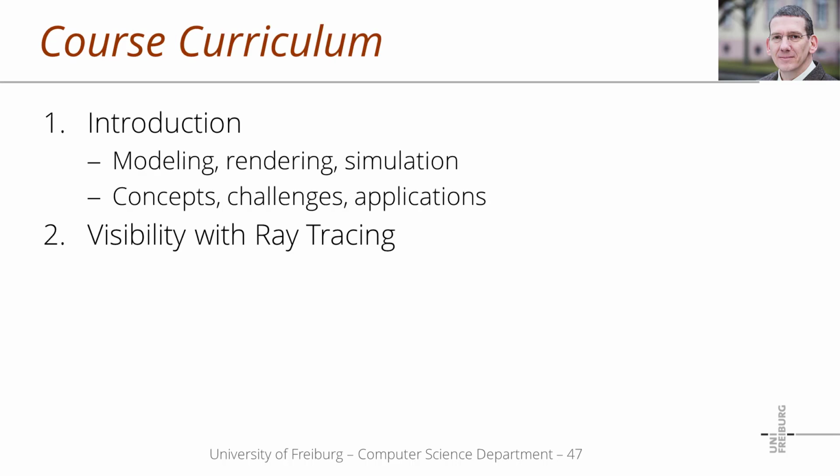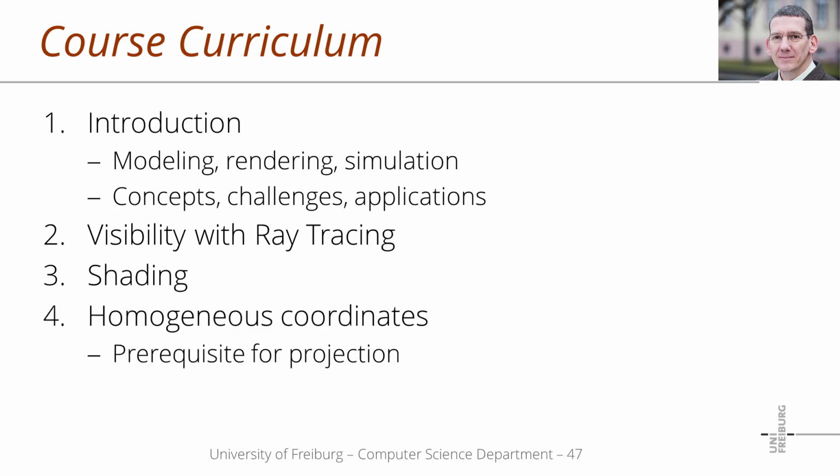After this introduction, we start with ray tracing. We will see how to use ray tracing to find out which parts of a scene are visible at a sensor. In the next part, we look into shading, where we will see how to compute the amount of light that is reflected from a scene point towards the sensor. Here we particularly discuss the Phong illumination model.